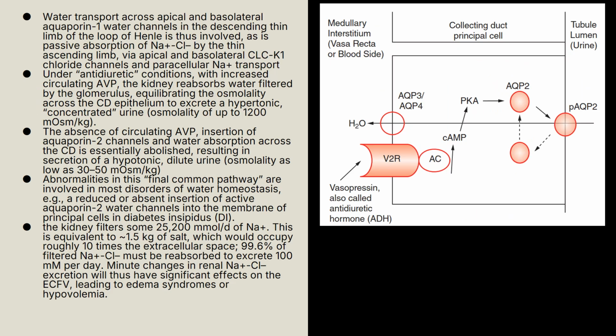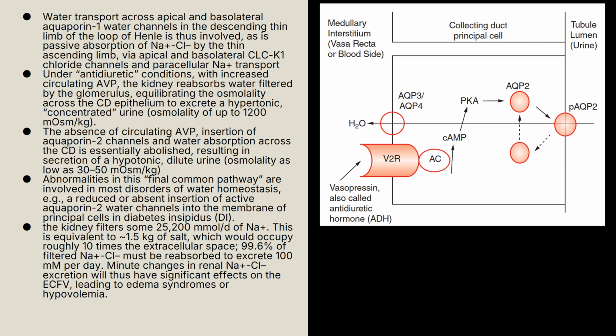Water transport across apical and basolateral aquaporin 1 water channels in the descending thin limb of the loop of Henle is also involved, as is passive absorption of sodium chloride by the thin ascending limb via apical and basolateral ClC-K1 chloride channels and paracellular sodium transport. Under antidiuretic conditions with increased circulating AVP, the kidney reabsorbs water filtered by the glomerulus, equilibrating the osmolality across the collecting duct epithelium to excrete a hypertonic concentrated urine of osmolality of up to 1200 milliosmoles per kg.